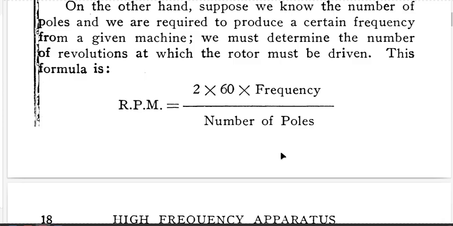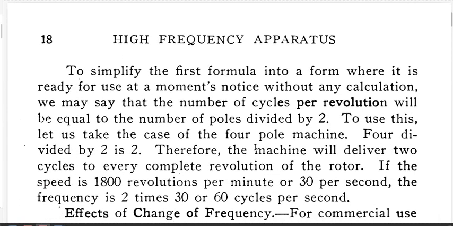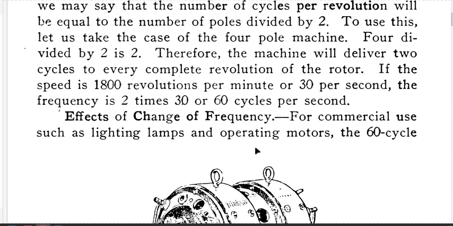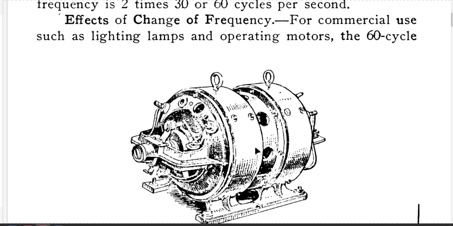To simplify the first formula into a form where it is ready for use at a moment's notice without any calculation, we may say that the number of cycles per revolution will be equal to the number of poles divided by 2. To use this, let us take the case of the 4-pole machine. 4 divided by 2 is 2. Therefore, the machine will deliver 2 cycles to every complete revolution of the rotor. If the speed is 1,800 revolutions per minute or 30 per second, the frequency is 2 times 30 or 60 cycles per second.